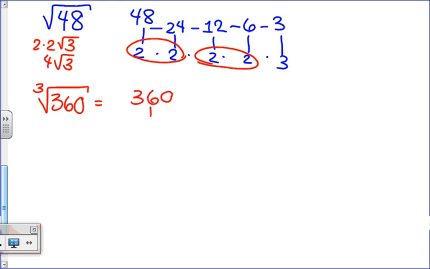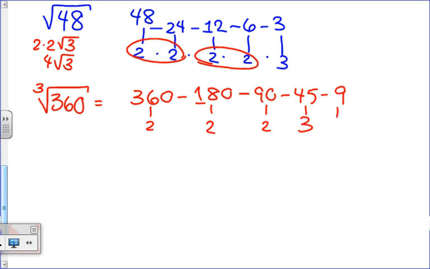360 divided by 2. 180, half is 90. Can you divide by 2 again? 90. Can you divide by 2 again? Can you divide by 2 again? No. Start with those. Oh, 3. Okay. 9. Can you divide by 3 again? What is 45 divided by 3? 18. That's not okay. Okay, I don't think it was right.